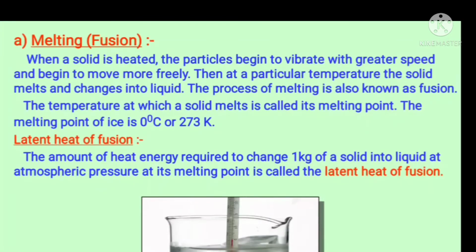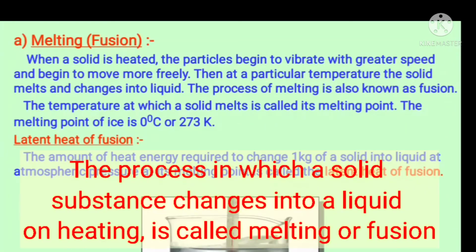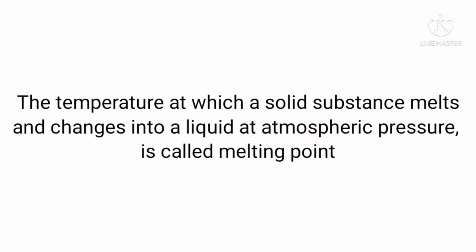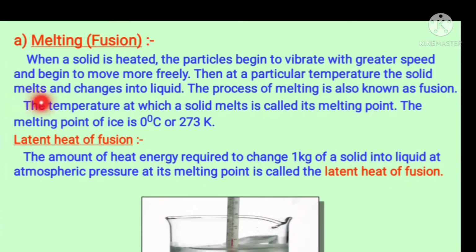We have studied that if we heat ice, it changes into water. In this case, solid ice changes into liquid water. So, a change of state has taken place. The process in which a solid substance changes into liquid on heating is called melting or fusion. And the temperature at which a solid substance melts and changes into a liquid at atmospheric pressure is called melting point. Melting point of ice is 0 degrees centigrade or 273 Kelvin.